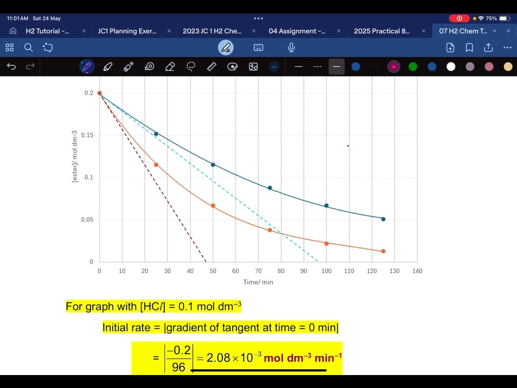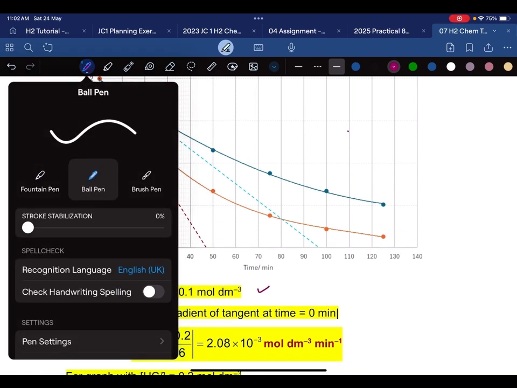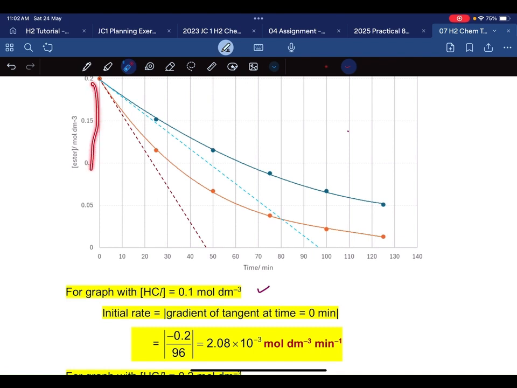Now we have the correct tangent line drawn. We can now try and find the initial rate from the gradient of the tangent at t equals 0. So for the graph with concentration of HCl equals 0.1 mole per dm cube, we can see that the change in concentration is 0.2. The change in the time is 96 minutes. So our initial rate is 2.08 times 10 to the power minus 3. The unit must be given. It is mole per dm cube per minute.